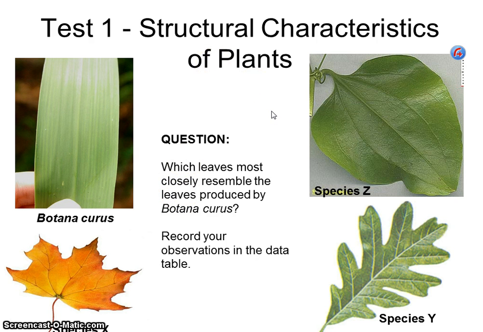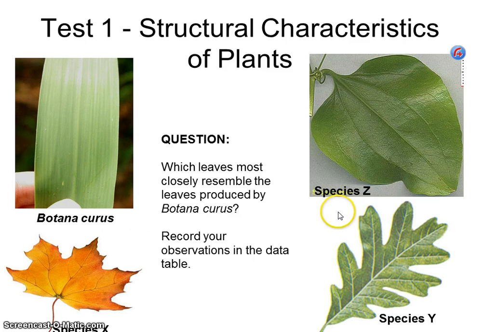Okay, so the first test that you're going to do is structural characteristics. So if you look at the different leaves that are on the screen, Botanicurus, species Z, species Y, and species X, they all have specific features about them, okay? So the first question says, which leaves most closely resemble the leaves produced by Botanicurus? So you're going to look at the leaf for this one, and you're going to look at the leaf for species X, Y, and Z, and tell which one you think is most closely related based on what they look like.